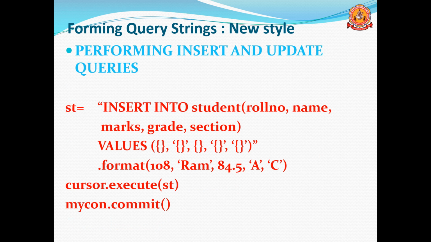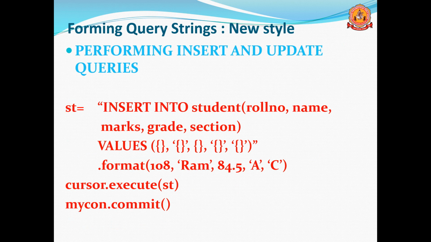Next, performing insert and update queries. Whenever you are going to insert data, I can use one string, st. Insert into student: roll number, name, marks, grade and section. These are the five columns. Values: the first I give as an empty curly bracket. The next curly bracket I give in single quotes because that is a string. The next one is an integer or floating point. The next two curly brackets are also enclosed within single quotes. Remember, the first one is an integer or floating point, the second one is a string, and the last two are also strings.